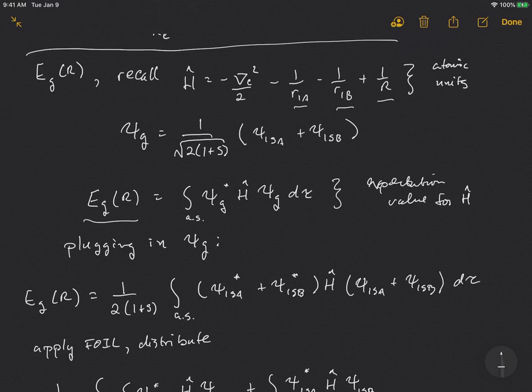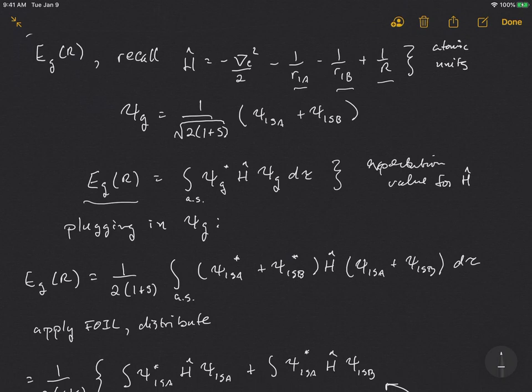And psi g is our wave function. Now we can plug in this functional form above for our psi g into the integral. There's going to be two copies of this 1 over square root of 2 times 1 plus S, and so we'll go ahead and move that outside the integral. We have two of these multiplied together, so that gets rid of the square root sign. So we have 1 over 2 times 1 plus S here.